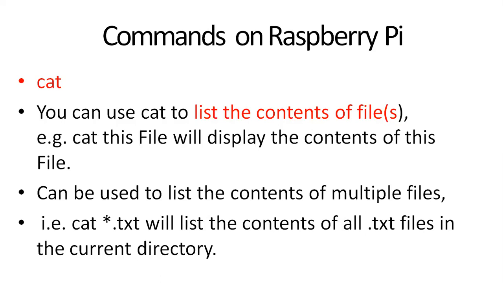For example, cat XYZ displays the content of the file. It can also be used to list the content of multiple files. Here, cat *.txt will list the content of all txt files in the current directory. That is the cat command. I think everyone knows about the cat command, which displays the content of one or multiple files.